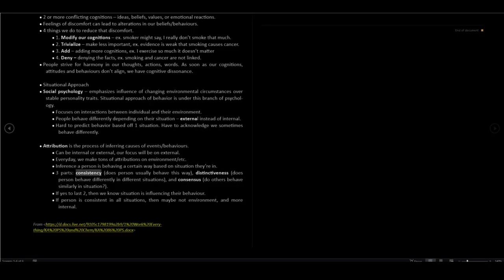There are 3 parts: consistency, does the person usually behave this way? Distinctiveness, does the person behave differently in different situations? And consensus, do others behave similarly in the situation? If yes to the last 2, then we know the situation is influencing their behavior. If a person is consistent in all situations, then maybe it's not the environment and more internal.